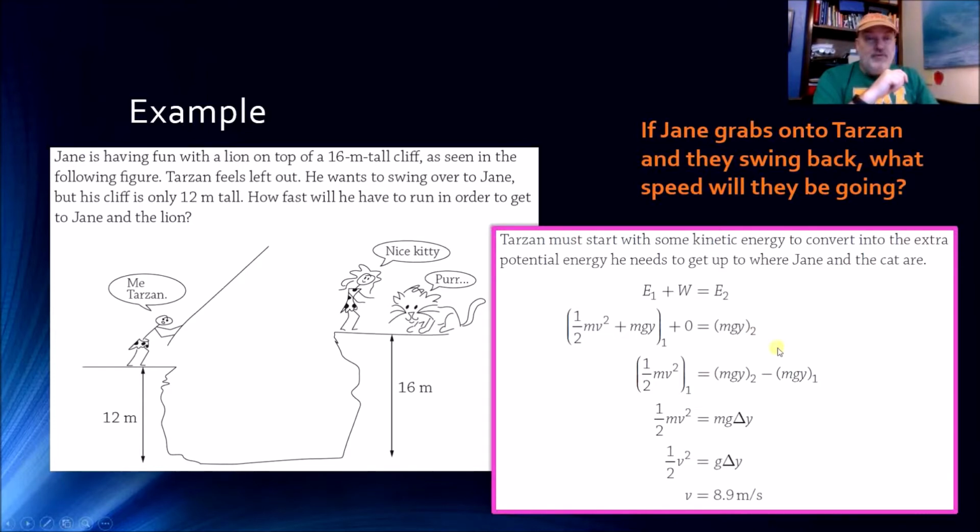So if we solve all of this, you'll notice that the mass of Tarzan cancels out, and we'll end up with a velocity of 8.9 meters per second. That's actually pretty fast that he would have to run to get there.